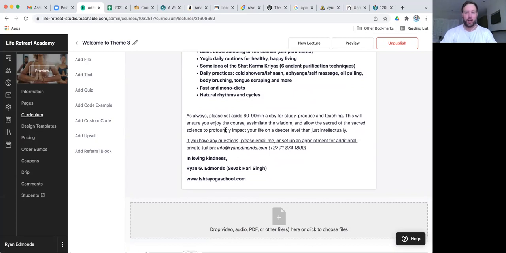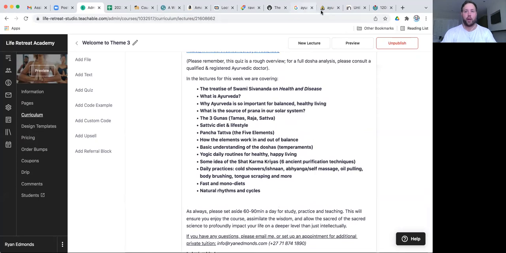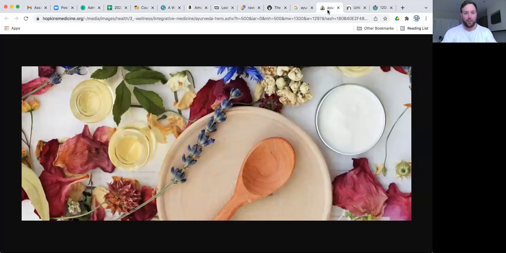We'll have a look at some daily practices, such as cold showers, Ishnan, Abhyanga, self-massage, oil pulling, body brushing, tongue scraping, and more. We'll also have a look at fasts and monodiets, natural rhythms and cycles of nature, and how we can adapt to those. So there's a lot that we can really enjoy in the study of Ayurveda. So we're going to jump right into it, getting started straight away. Please make sure that you take notes and that you start your exciting exploration of Ayurveda in your own studies and research into this absolutely fascinating field of the science of life.